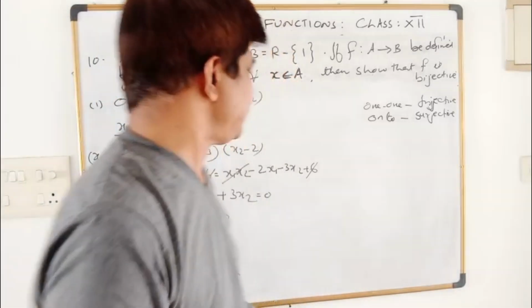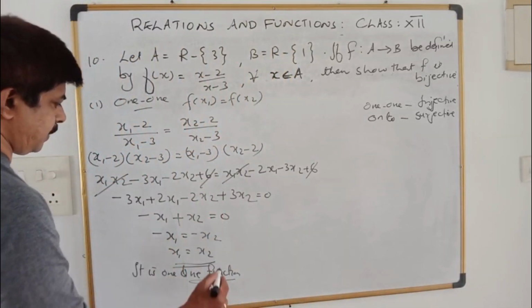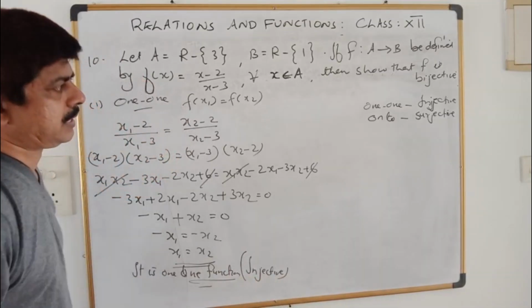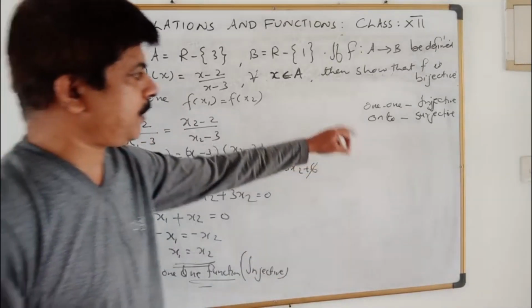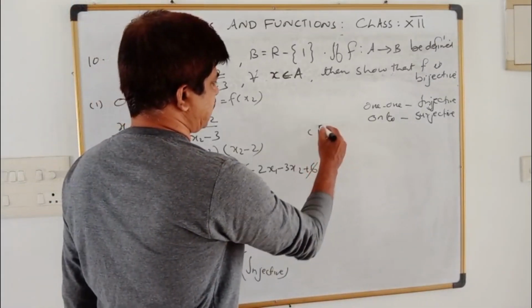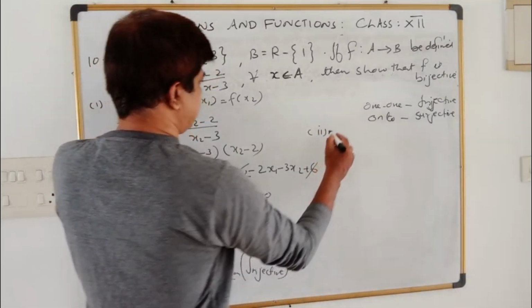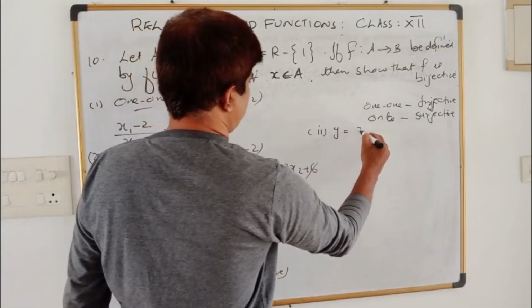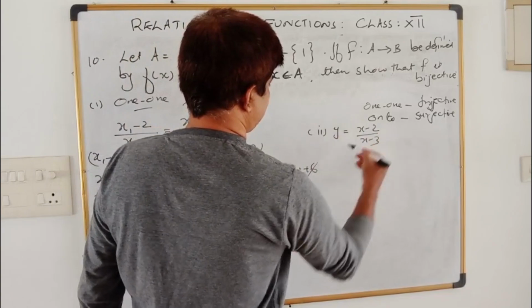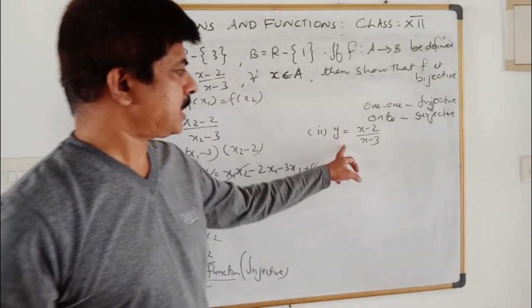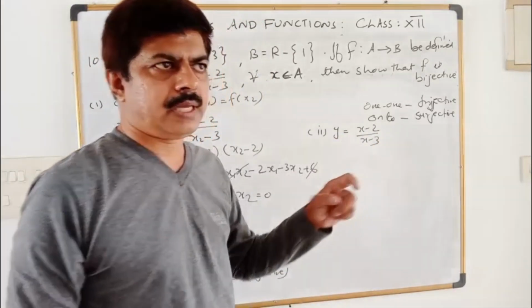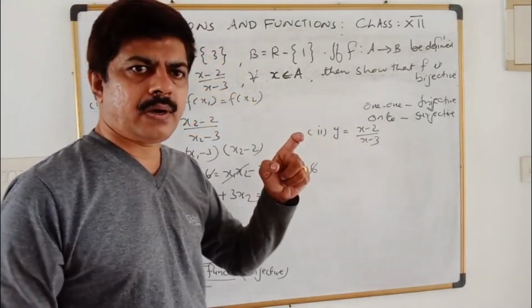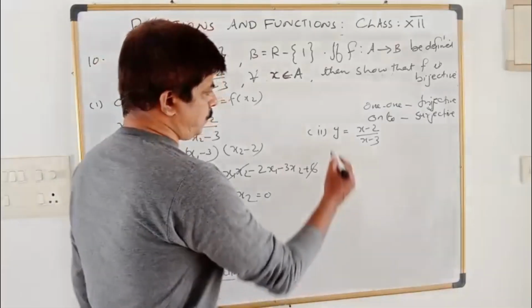So it is injective. Okay, one-one function means it is injective. Now we have to check the surjectivity. Surjectivity means we are checking whether it is onto or not. For surjectivity, we take the given function f of x equal to (x minus 2) by (x minus 3), y equal to (x minus 2) by (x minus 3). We express x in terms of y. Then we can check whether x is defined for every y or not.